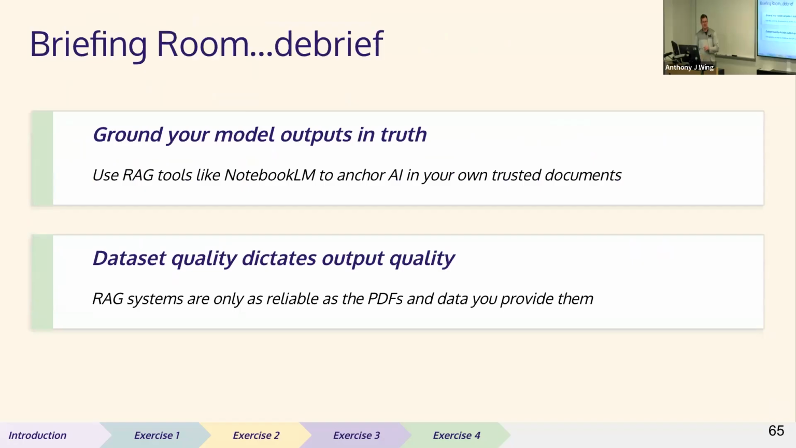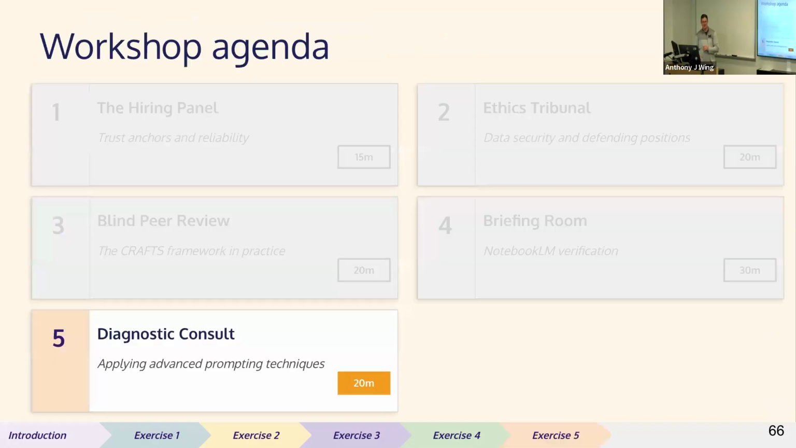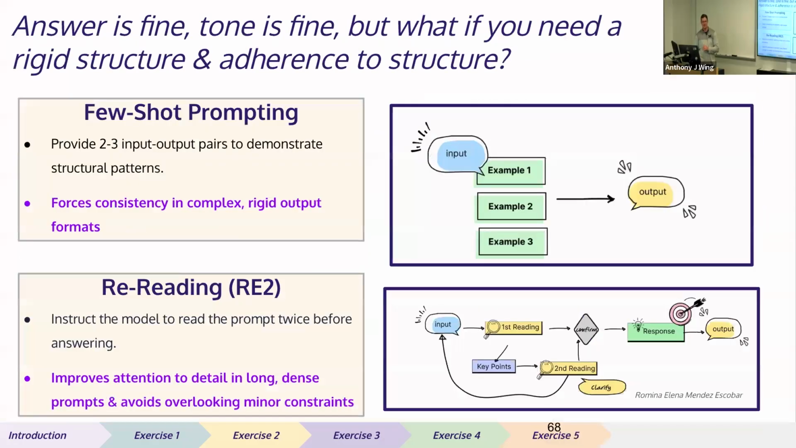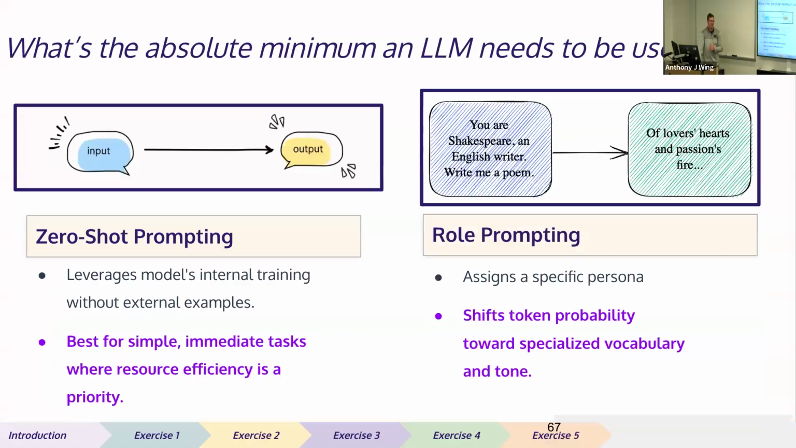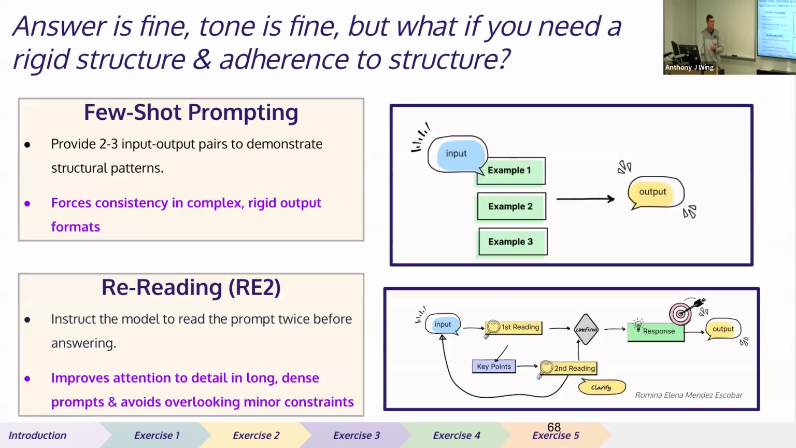Okay, we don't have much time left. I know people might still be playing around with that a little bit, so I'm going to skip ahead here. I don't think we'll have time to go through all the advanced prompting, but recognize that there are a lot of different strategies. What we've been doing mostly today is 0-shot and role prompting, right? We did some role stuff there.